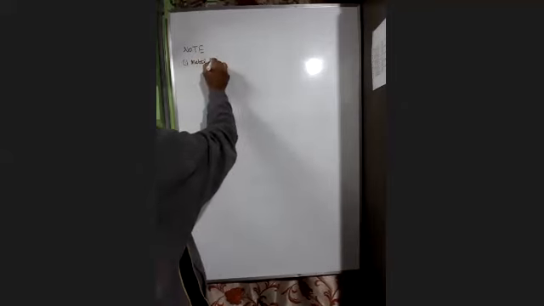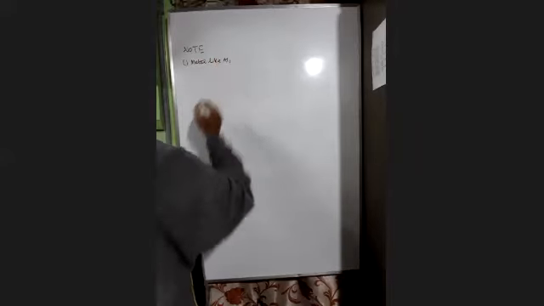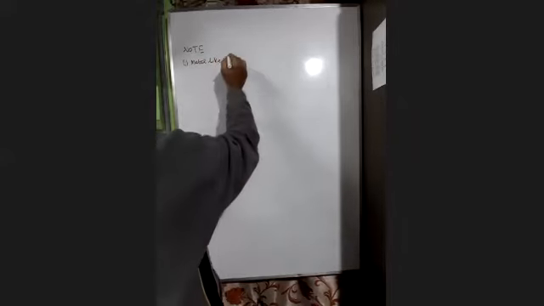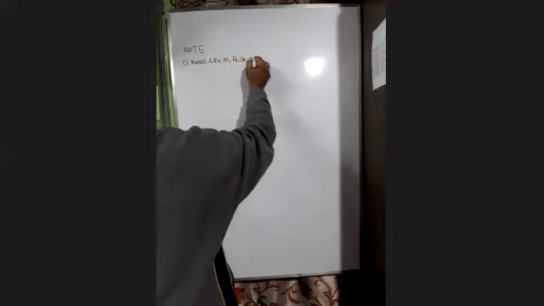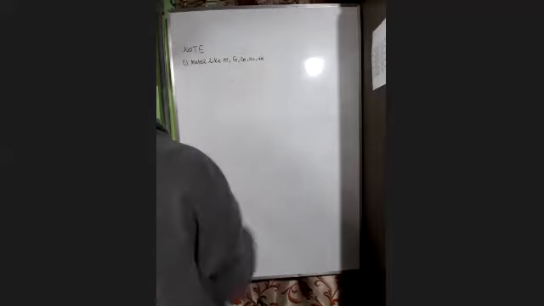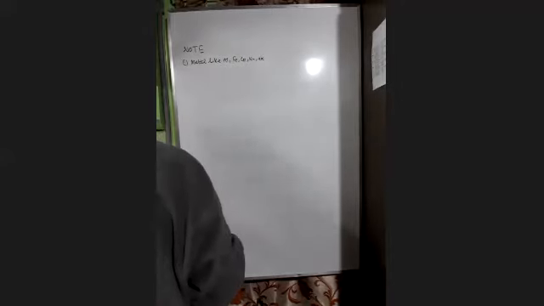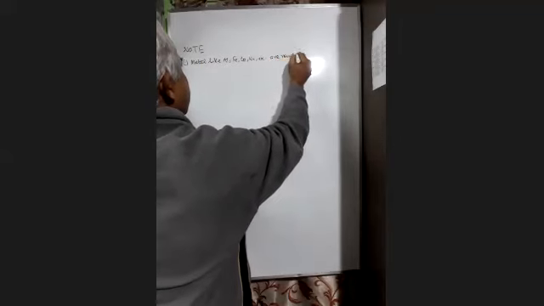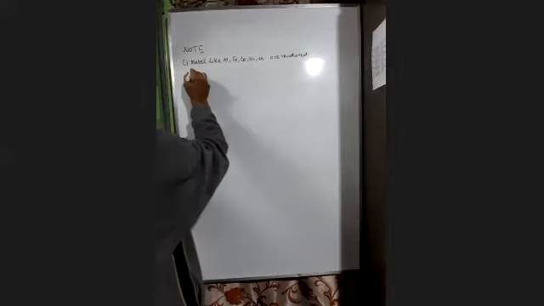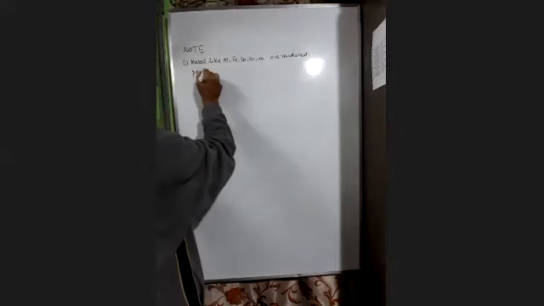Metals like aluminum, iron, cobalt, nickel, etc. are rendered passive. Passive means initially they react, after that they stop reacting. Okay, so this is called this.